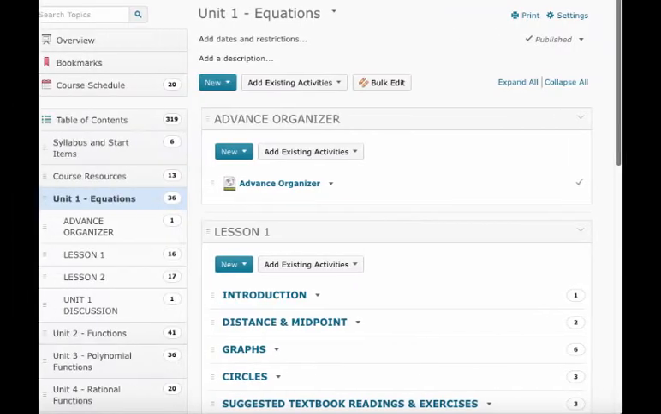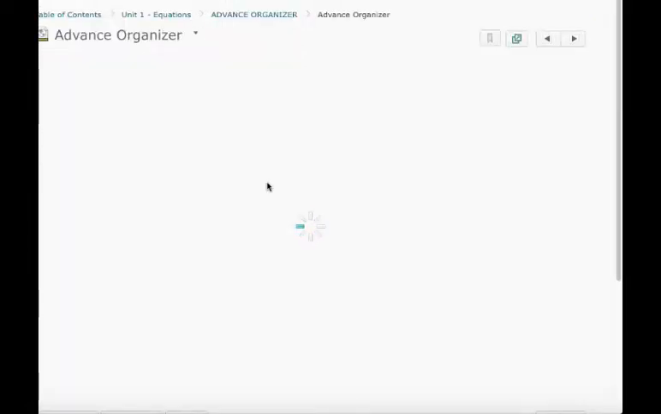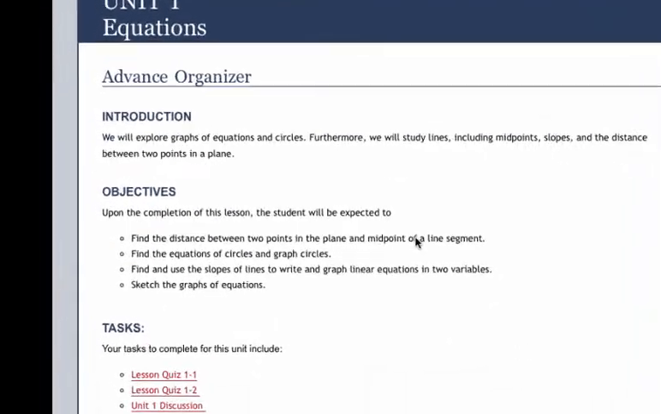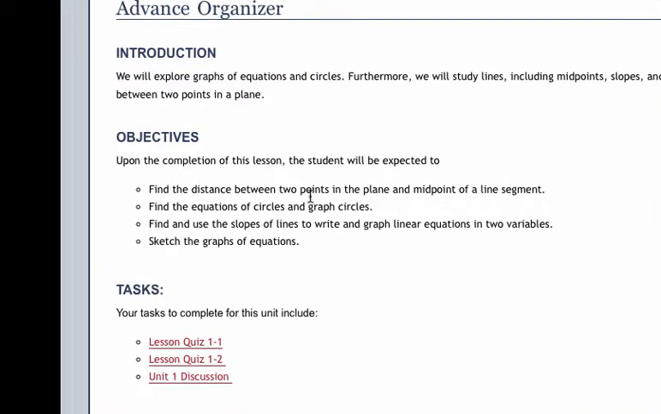Okay, folks, let's notice some things. First of all, when you unpack Unit 1 over here on the left side with your table of contents, you'll see this advanced organizer. And basically, it's a PowerPoint slide that's describing what you're going to study. So these items are very, very important.